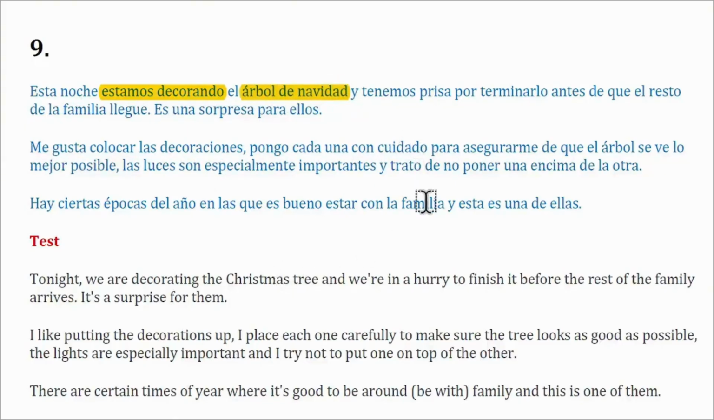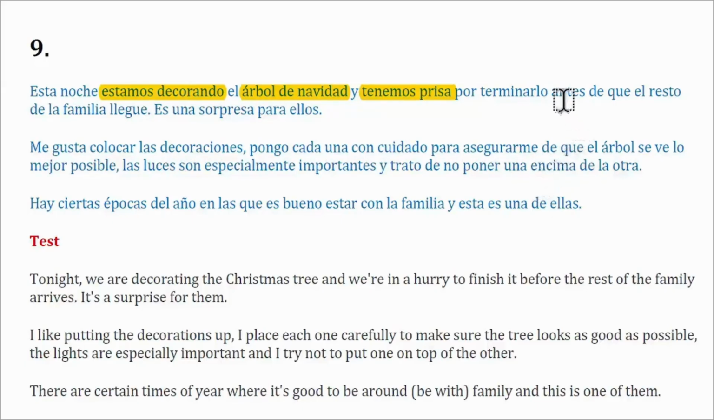Y tenemos prisa por terminarlo. This lo is referring to finishing el árbol, a masculine word. And we're in a hurry is tenemos prisa. Notice the use of the word por here, because this is explaining why we're in a hurry. Tenemos prisa por terminarlo. We're in a hurry because, well, we want to get it done. We want to get it finished.